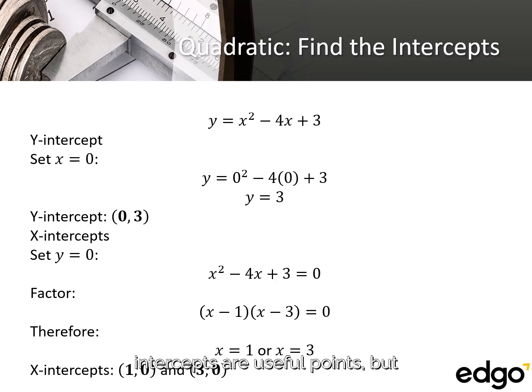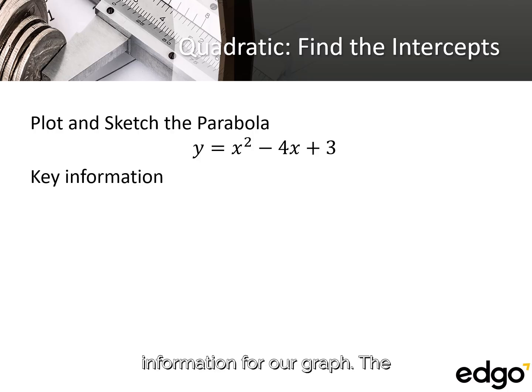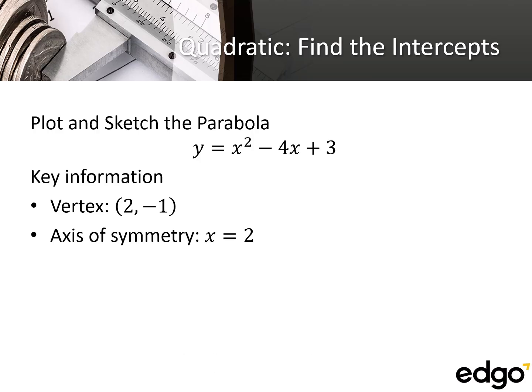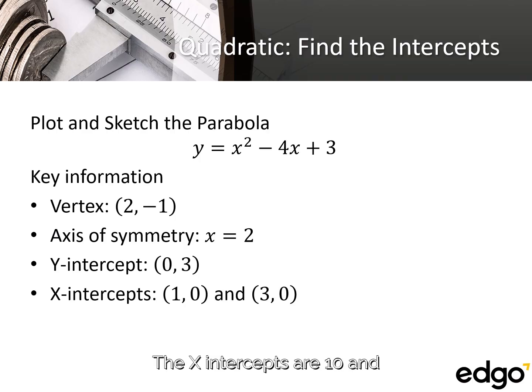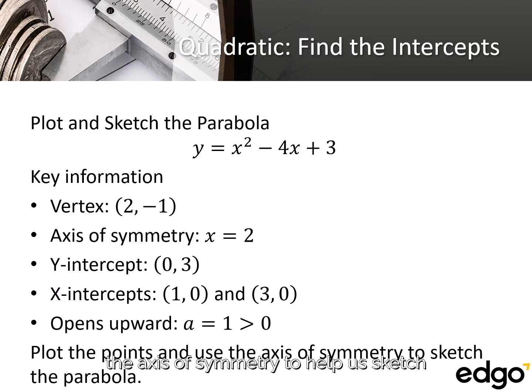Again, these intercepts are useful points, but remember that they are just one way of determining points for a quadratic graph. Now we have several useful pieces of information for our graph. The vertex is (2, negative 1). The axis of symmetry is x equals 2. The y-intercept is (0, 3). The x-intercepts are (1, 0) and (3, 0). And since a equals 1, which is greater than 0, the parabola opens upward. Let's plot these points and use the axis of symmetry to help us sketch the parabola.